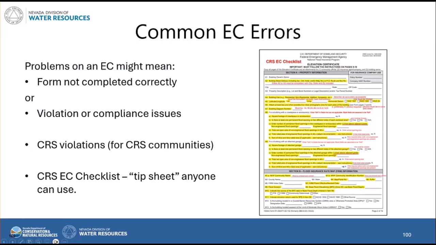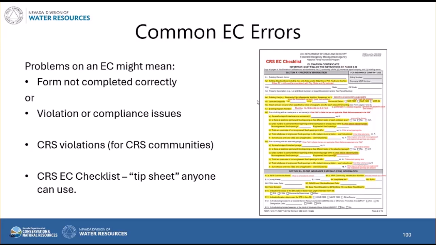So problems on an EC might be a couple of different things, and this is why I wanted to provide you all with this handout as well. You might see errors on the form that indicate the building is fine, but the form wasn't completed correctly. So that might be those missing checkboxes, or picking the wrong building diagram, or something else that doesn't make sense on the form, but there's nothing when you actually go and look at the building itself that means the building is non-compliant. It just means they goofed on the form.